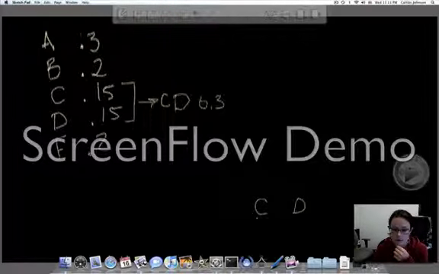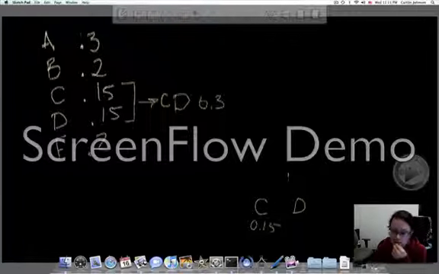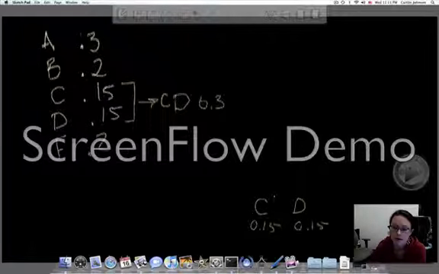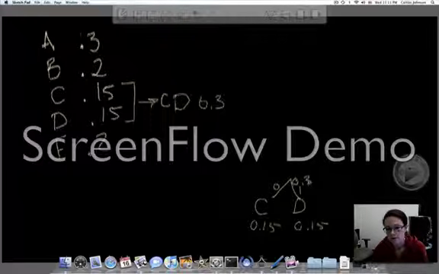Each of these is 0.15. Let's call this a 0, let's call this a 1. It's arbitrary which you pick for either side, and the probability of this node here is 0.3. So that's going to connect to something else somewhere.